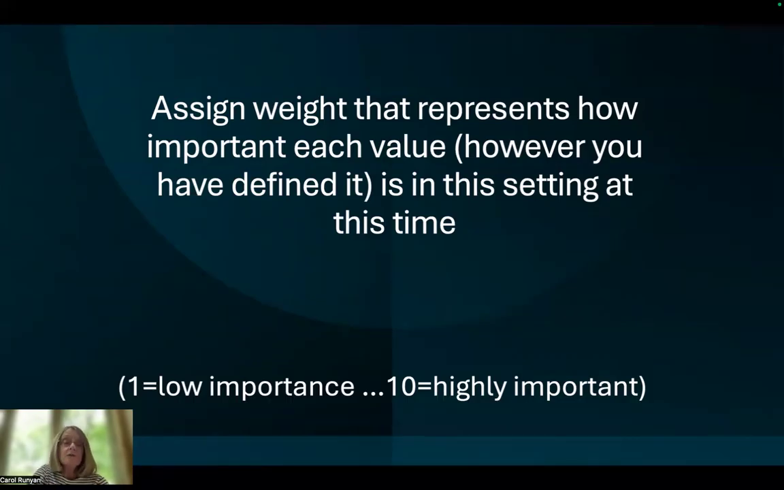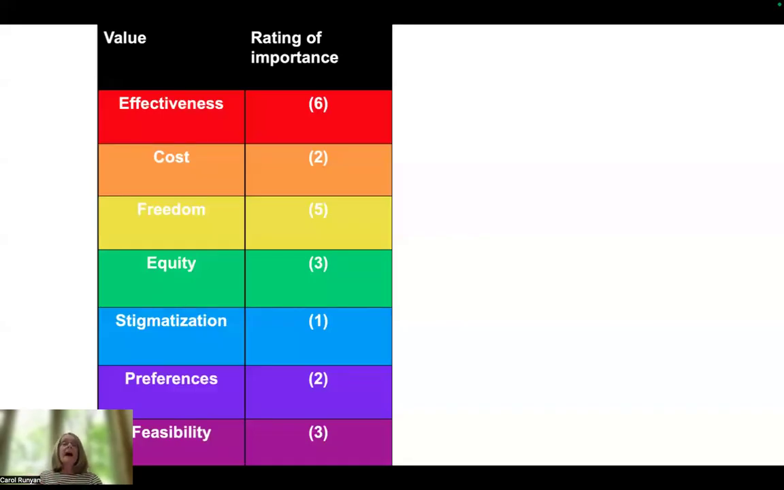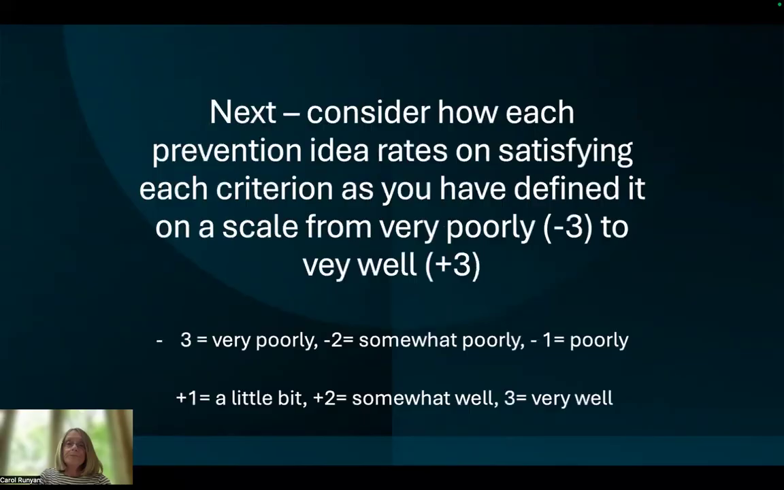And I would suggest that you use a scale from 1 to 10, 1 being low importance to 10 high importance, and assign each level of importance to the values that you've expressed and defined. Here I've just put in some examples for the purposes of illustration. And then the next step is to consider how each prevention idea rates on satisfying each criterion as you've defined it. I usually use a scale of very poorly to very well, so -3 to +3.